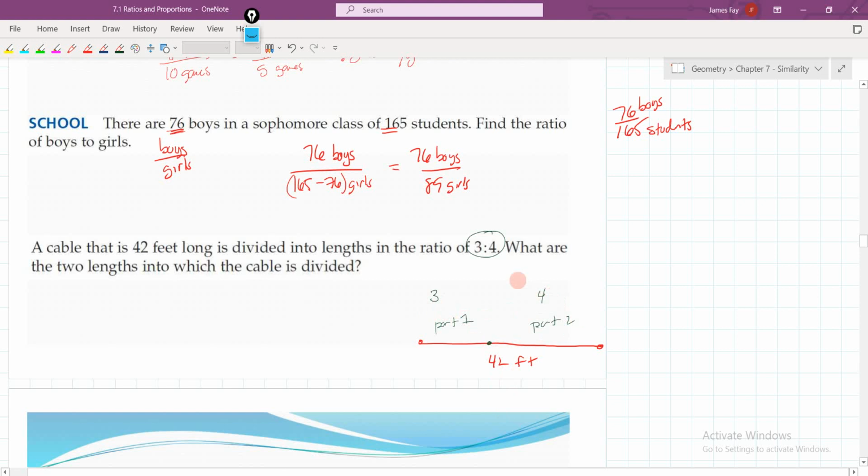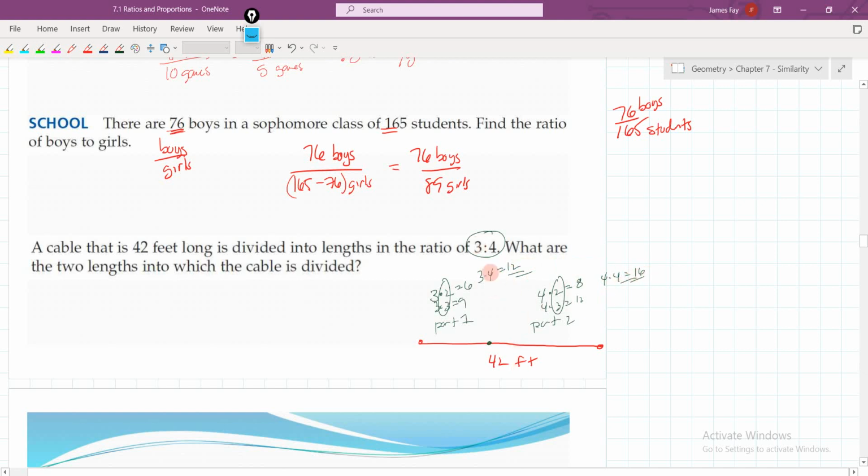So one might be 3 and the other one might be 4, but those don't add up to 42. So this one might actually be 3 times 2, and this one might be 4 times 2. So what's that? 6 and 8. But that still doesn't add to 42. This one might be 3 times 3, so 9, and this one would be 4 times 3, which is 12. So that adds up to 21, not 42. The next one would be 3 times 4, which gives me 12, and 4 times 4, which gives me 16. So that's going to be 28. So we're getting closer to 42.